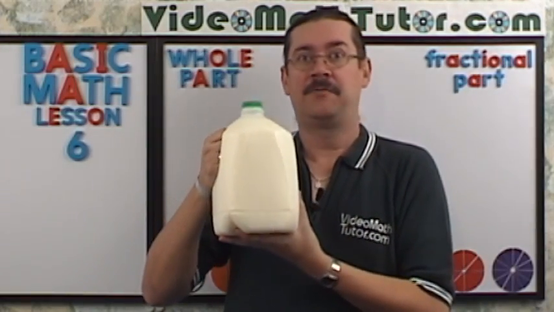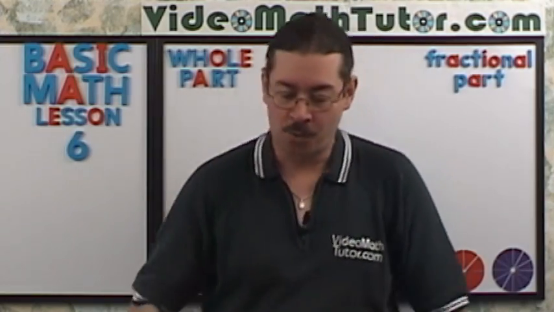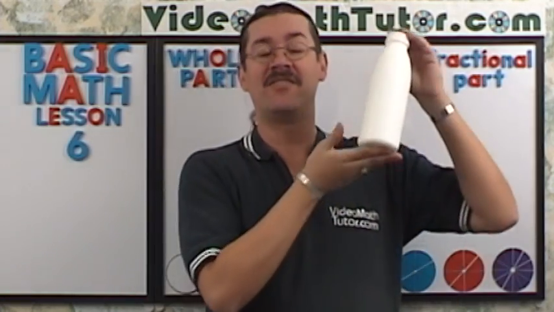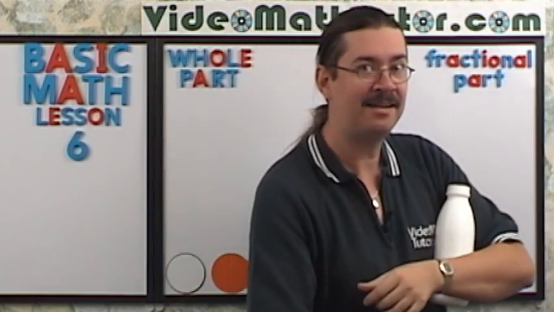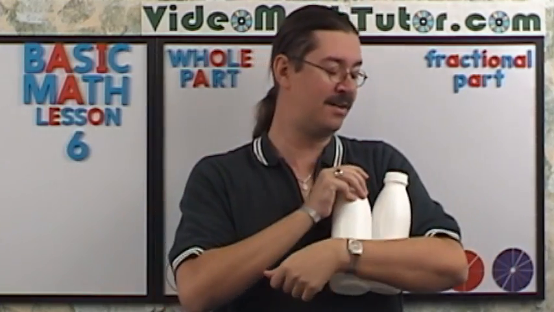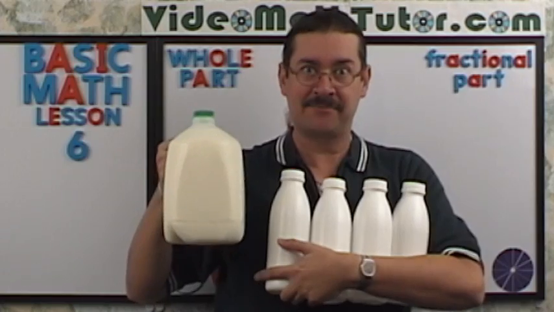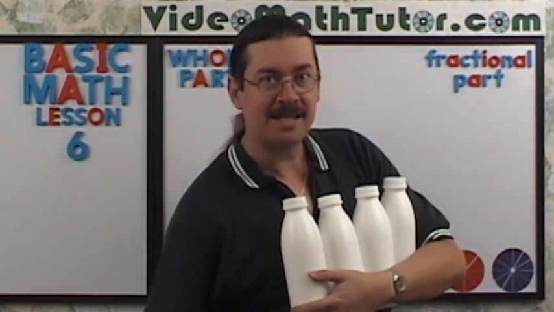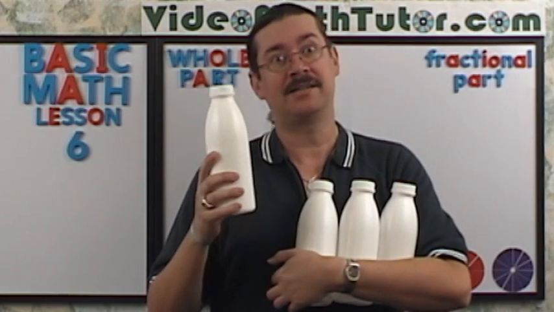Here's another example. If we have one whole gallon of milk, what would this be? I'll give you a hint. I need 1, 2, 3, 4 of these to make one of these. Each one of these is a fractional part of an entire gallon. So this is 1/4 of a gallon.